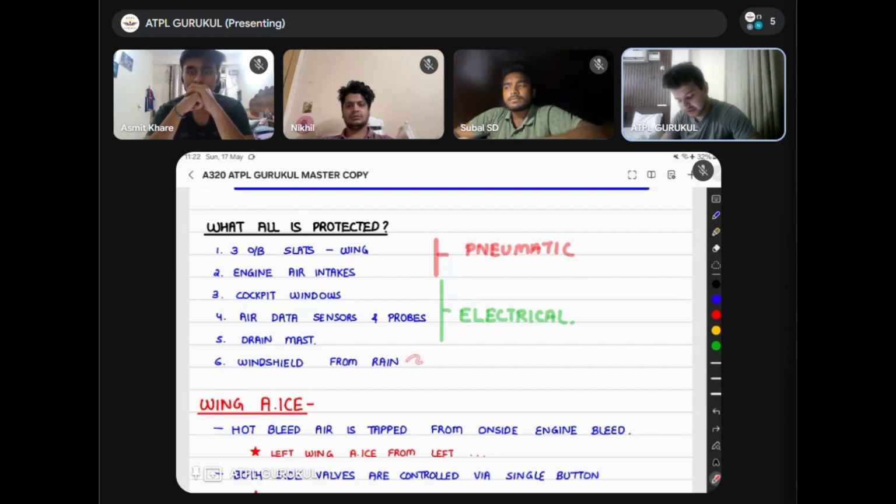Apart from this the windshield is protected from rain, which is shown in the next view. There is a particular diagram in the second view which is the anti-icing system. You may go through that.